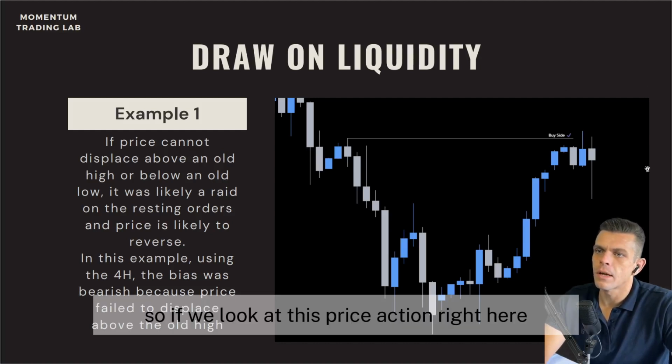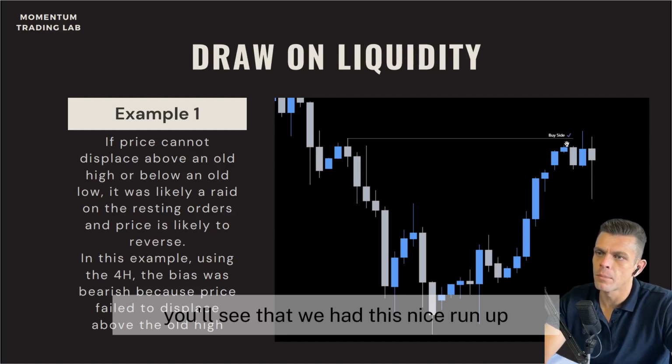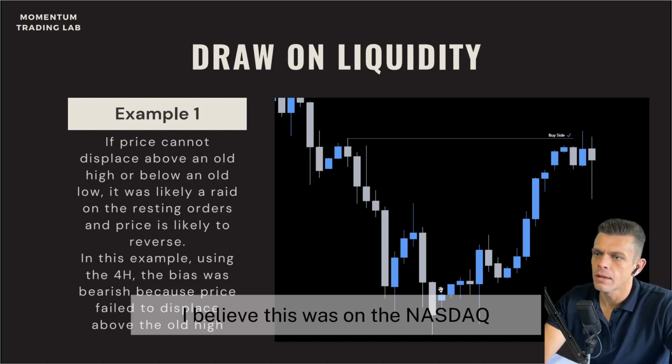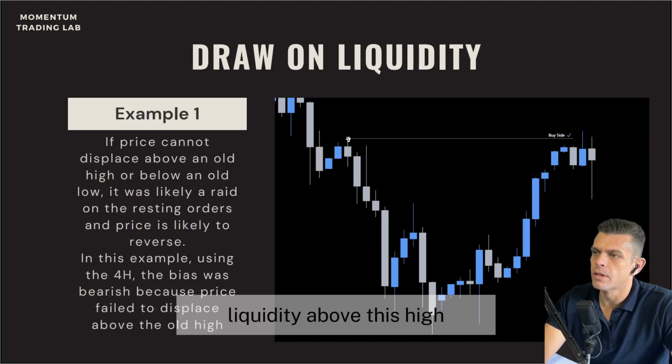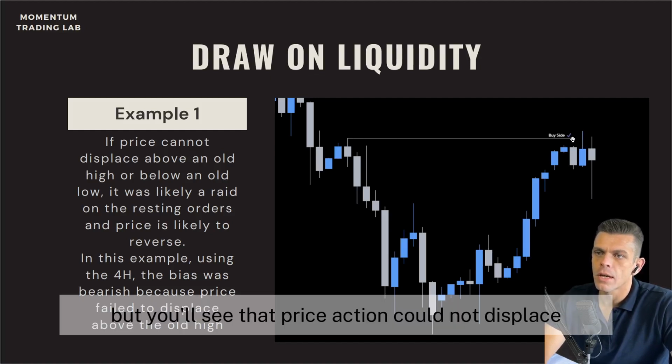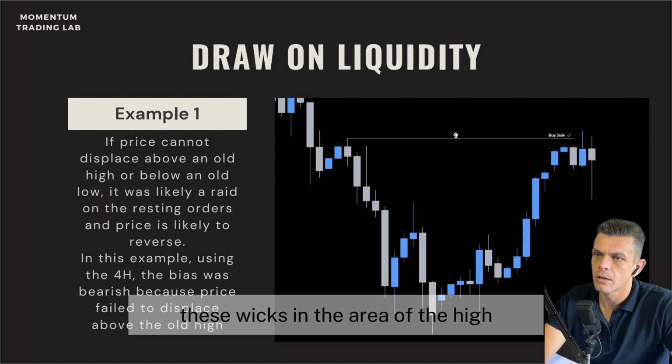If we look at this price action right here, you'll see that we had this nice run up. I believe this was on the NASDAQ. You can see it reached for the buy side liquidity above this high. But you'll see that price action could not displace above this high. You'll see that it started printing these wicks in the area of the high.